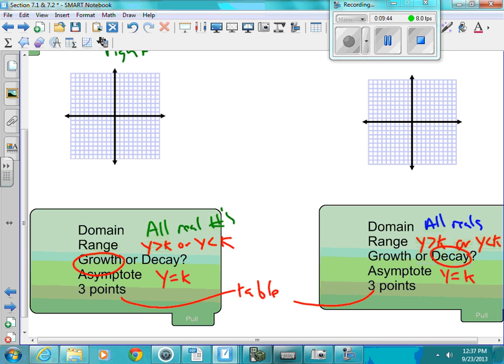Just 3 points is enough to graph it and get the shape. So that's kind of the characteristics of both growth and decay functions. If you look through it, they're very similar. The only difference is b. B is going to tell us whether it's growth or decay. When you graph it, you're going to see whether it goes up or down. If it goes down from left to right, it's decay. If it goes up from left to right, it is growth.